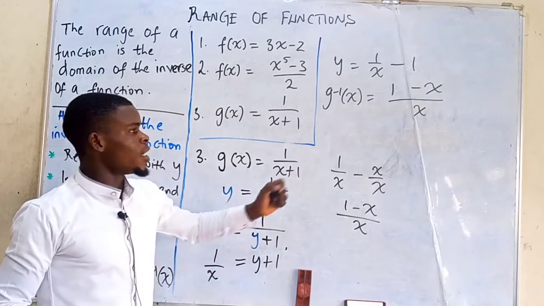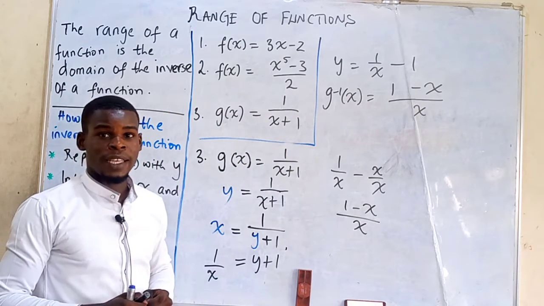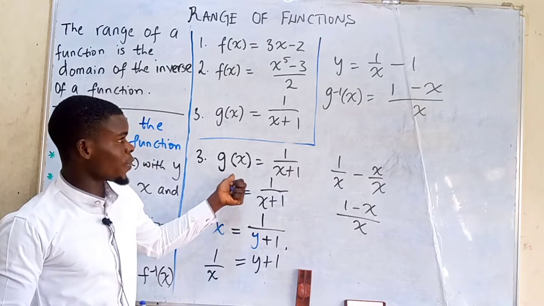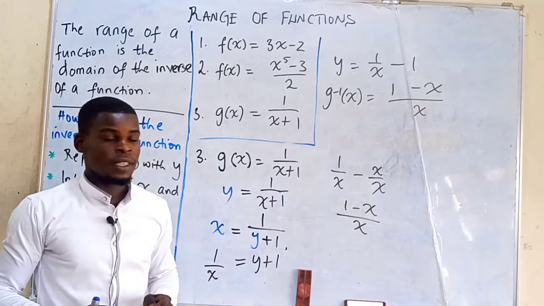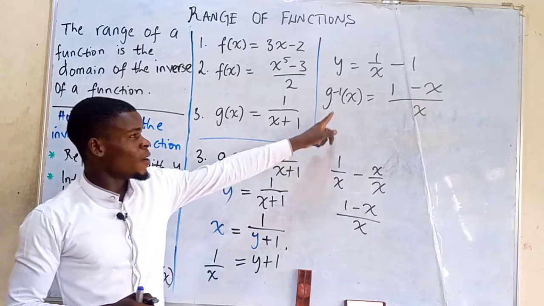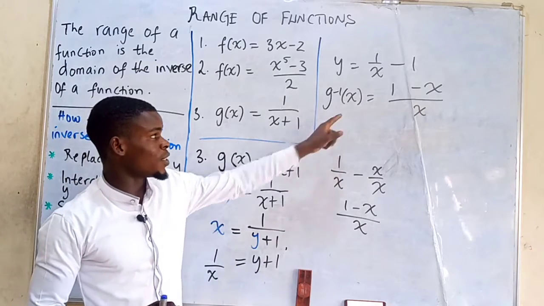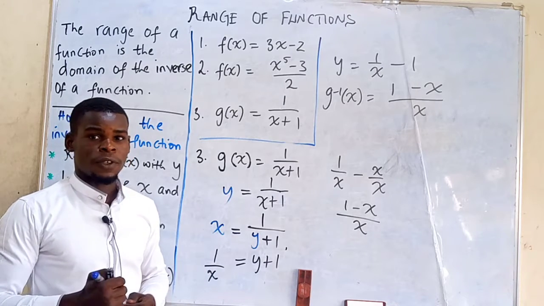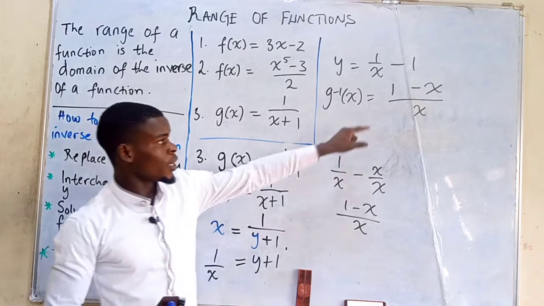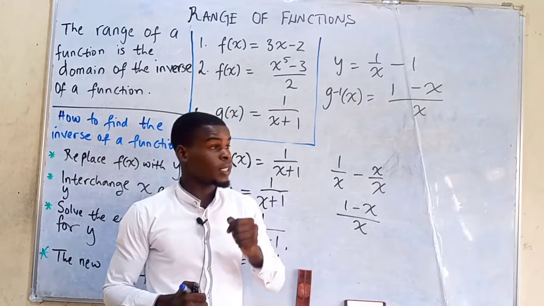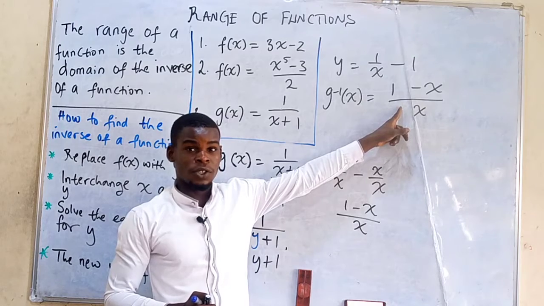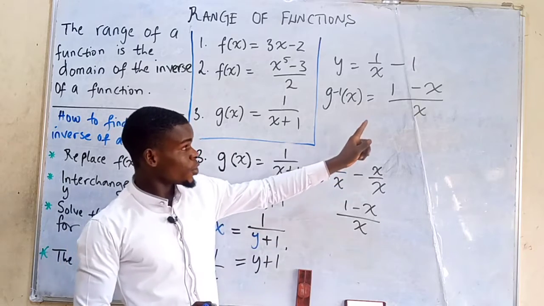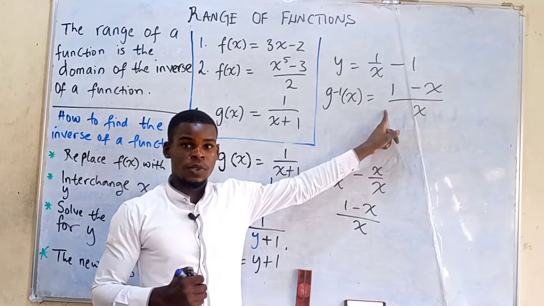Now we want to find the domain of this inverse in order to find the range of the given function. The domain of g inverse is the set of all real numbers that will make that function defined. When we talk about rational functions, that is, functions whose numerator and denominator are polynomial terms, we do not want the denominator to be 0. If the denominator is 0, the function is undefined. So for the function to be defined, we do not want the denominator to be 0.